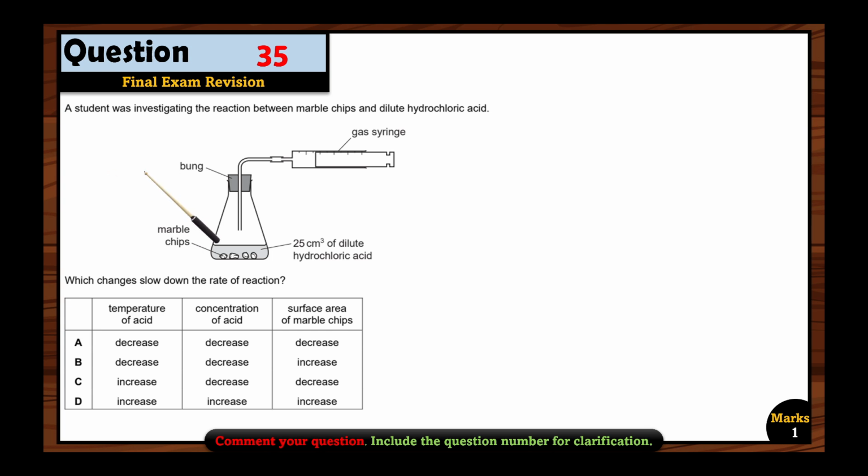Question 35. A student was investigating the reaction between marble chips and dilute HCl. Which change will slow down the rate of reaction? Let's see, temperature of the acid. Of course, if you decrease the temperature, the rate of reaction will decrease. So decrease is the right answer. Concentration of the acid: if you decrease the concentration of acid, the rate of reaction will also decrease. So decrease is the right answer. Surface area of the marble chips: if you increase the surface area, the rate of reaction will increase, so if you decrease the surface area, the rate of reaction will decrease. So option A is the only right option here.